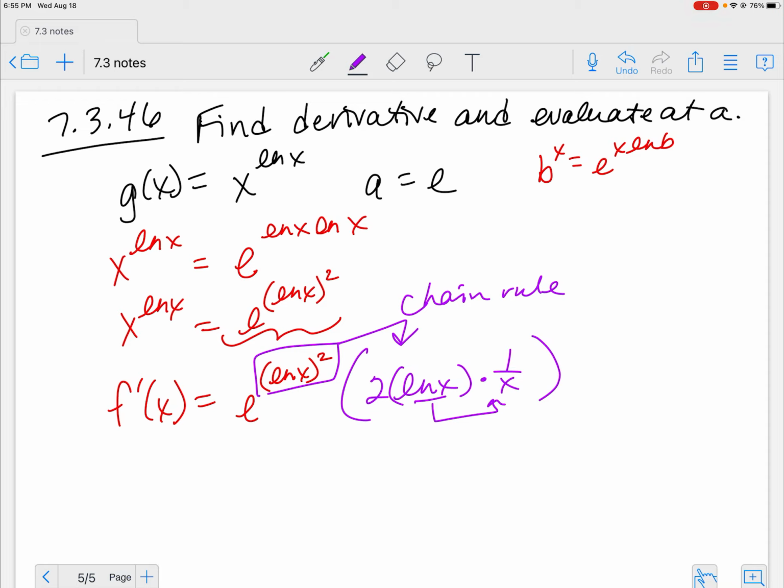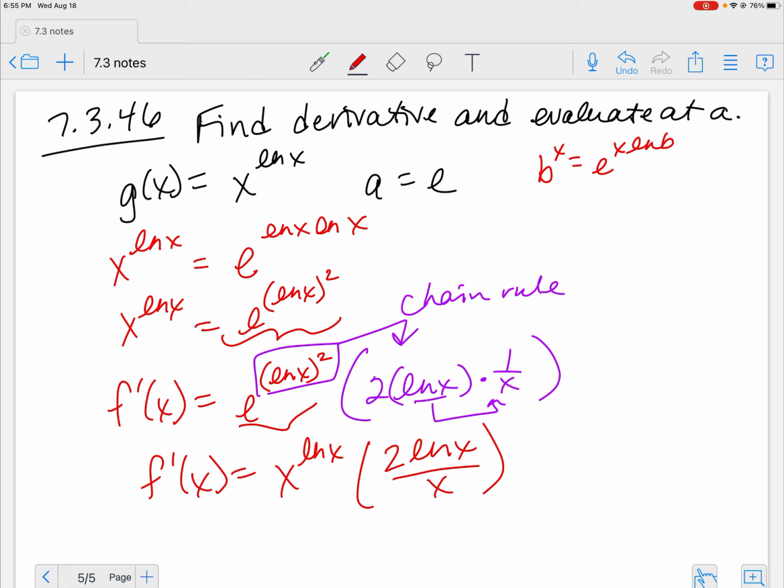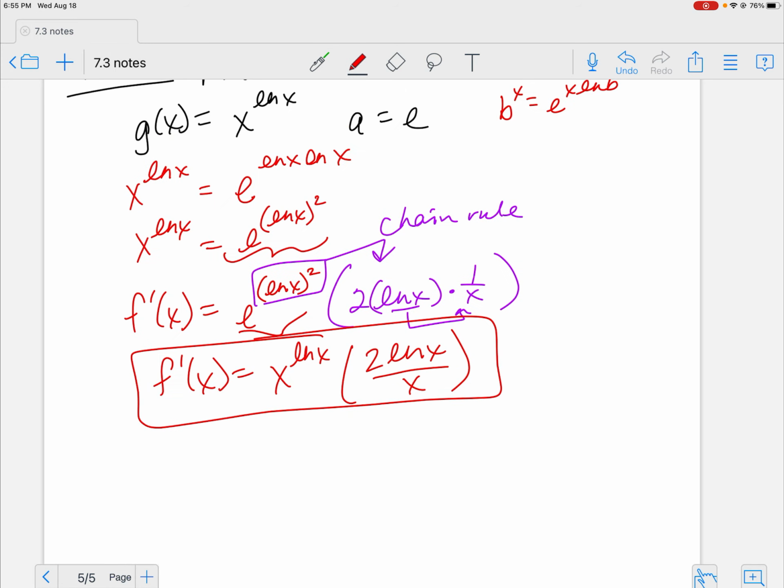Okay. Now, let's go back to red, f prime of x is equal to, I'm going to rewrite this as what we start with, so x to the natural log of x here, and then just clean this up a little. 2 natural log of x over x. And I'll just keep it like that. Cool. There's my derivative.